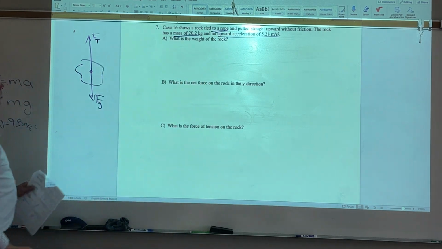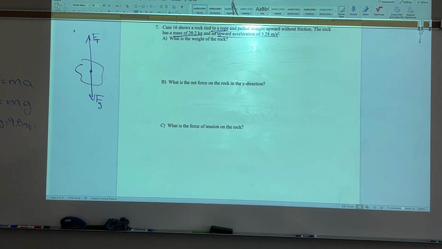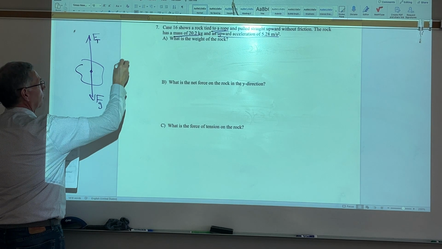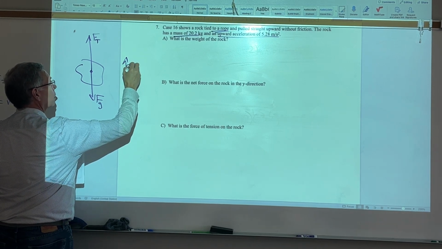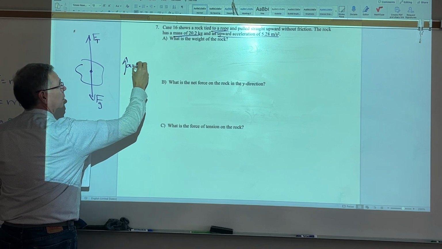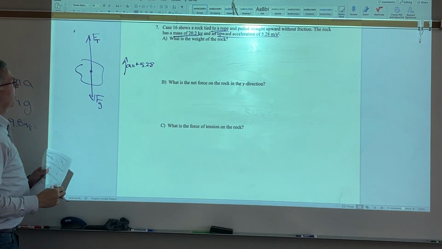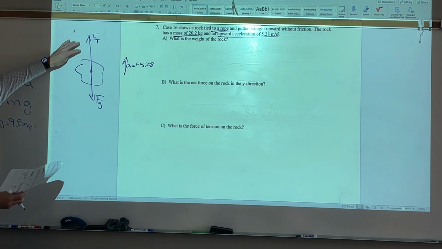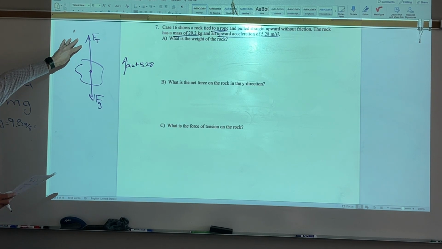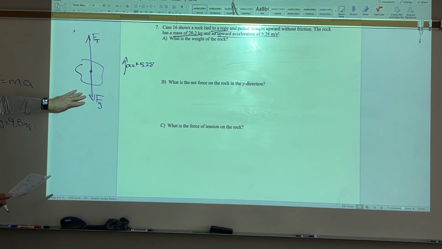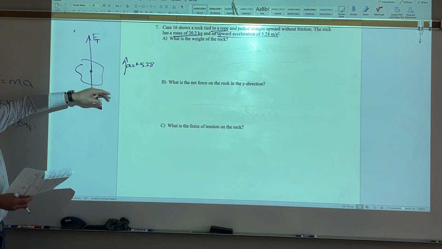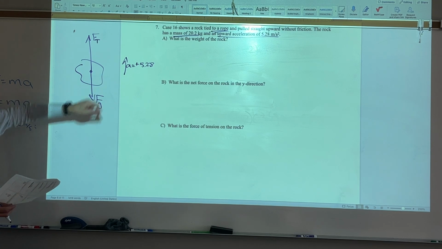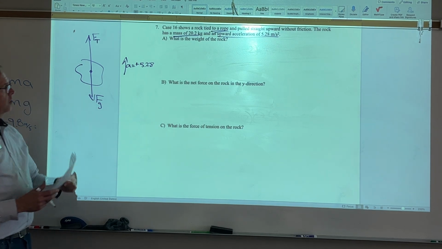So force of tension. Why is the acceleration with the up arrow? It tells me that it has an upward acceleration. We haven't got there yet, but should this tension be larger or smaller than the weight? Larger, because we're pulling it upward and accelerating it upward, so it's going to be larger than the weight. We'll look at that in just a moment.